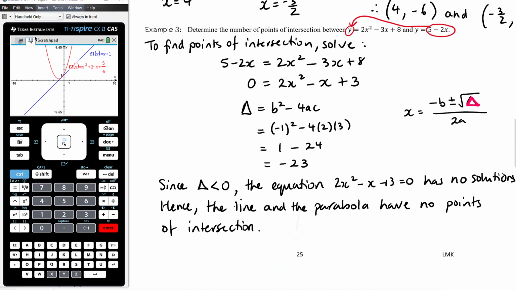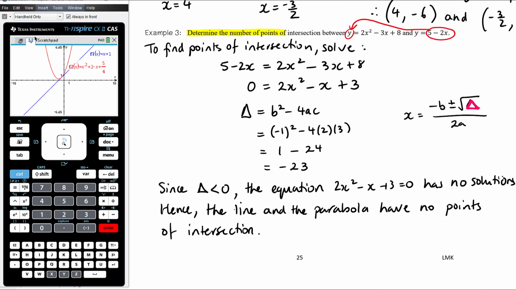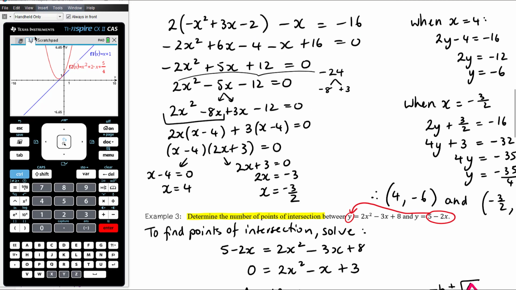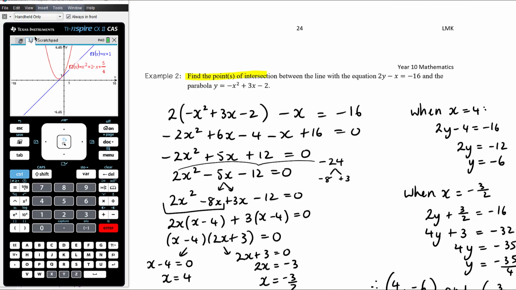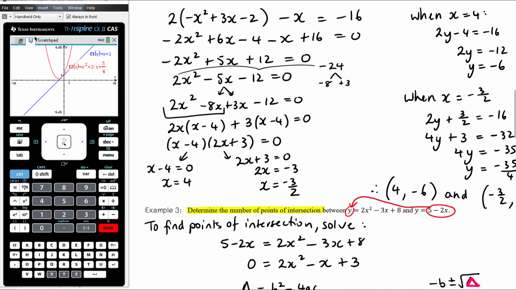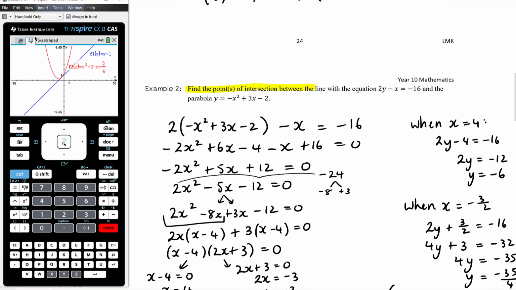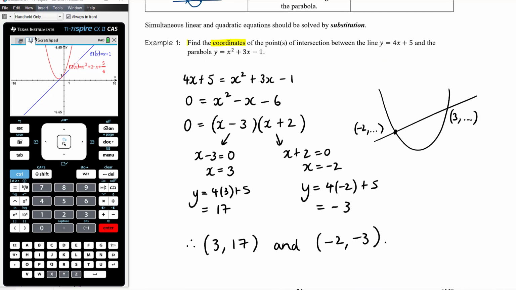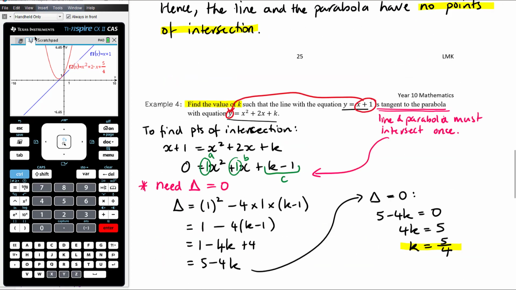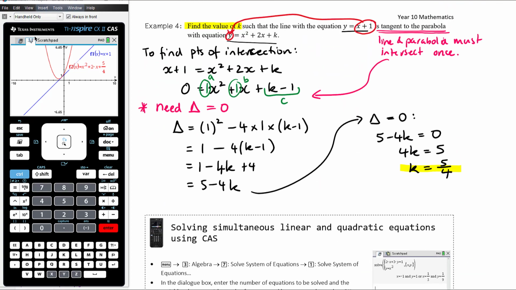You know, previous question here, determine the number of points of intersection, no points of intersection. Okay, no ambiguity about answering the question. Find the coordinates of the points of intersection. Okay, so making sure you answer the question at all times. That's the most common thing I write on VCE tests and exams. Answer the question. It's really simple, but lots of people don't do it.